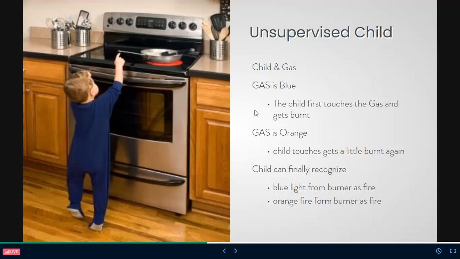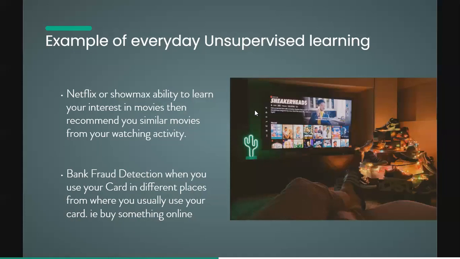Then it gets burnt again, right? So once the kid has been burnt twice, the kid can now know that if it's blue light, it's probably fire, it will burn me. If it's orange, it's going to burn me either way, right? But we did not supervise the child. We did not introduce them to know flames or not. The kid had to learn on their own. And that is exactly what we do when it comes to unsupervised learning, when it comes to machine learning.